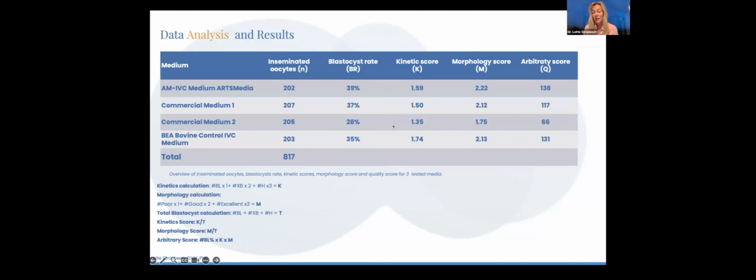The other interesting feature when you add kinetics, morphology score and the arbitrary score is that though this blastocyst rate is lower than the commercial medium, it still has a higher arbitrary score, and you can see it's due to higher kinetics and a better morphology. Not so much better morphology, but in particular higher kinetics. That being said, higher kinetics is not necessarily good, but there are more parameters to evaluate for your media, your plastics, your pipettes, whatever disposables you're testing, than if you just have a plus 80% blastocyst rate.